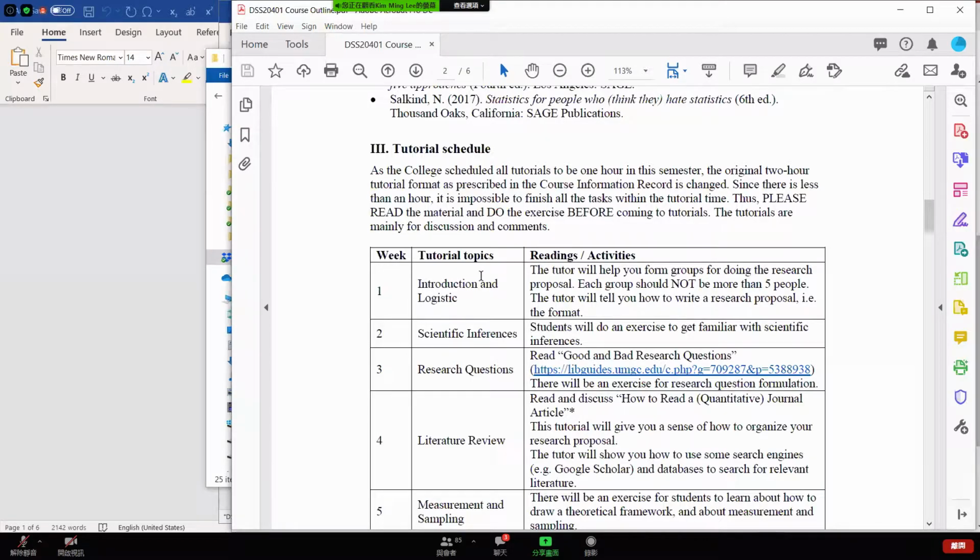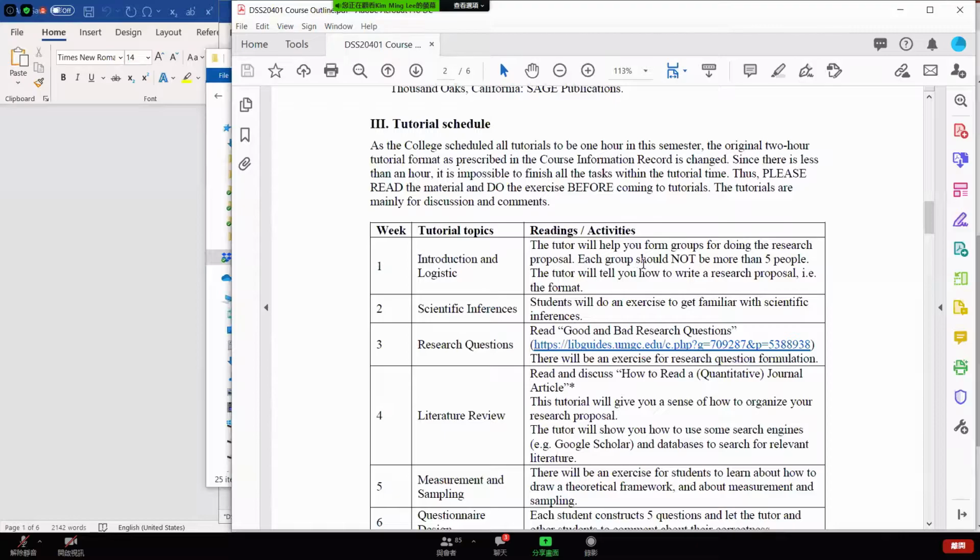So you can see these are the tutorial arrangement. For the first one, this is a kind of grouping. That means because you need to do some group work. So this is grouping, and the tutor will introduce himself or herself to you. So this is all about logistics. Okay. And from the second week onward, you will have some in-class exercise. That means you need to discuss some material I gave you and discuss it online during the tutorial.